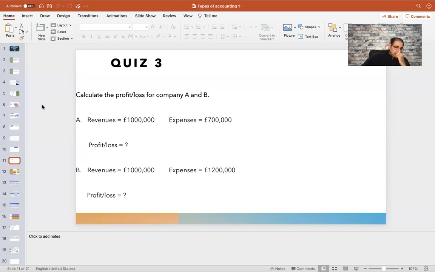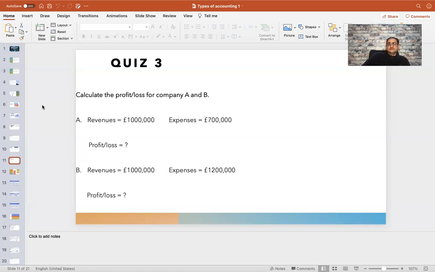Okay. So now after that, we have company B, and the revenue for company B is 1 million and expenses are 1.2 million. So you need to calculate the profit or loss. So can you calculate it? Okay, I'm sure that you have calculated profit or loss correctly. So we can do it together now.